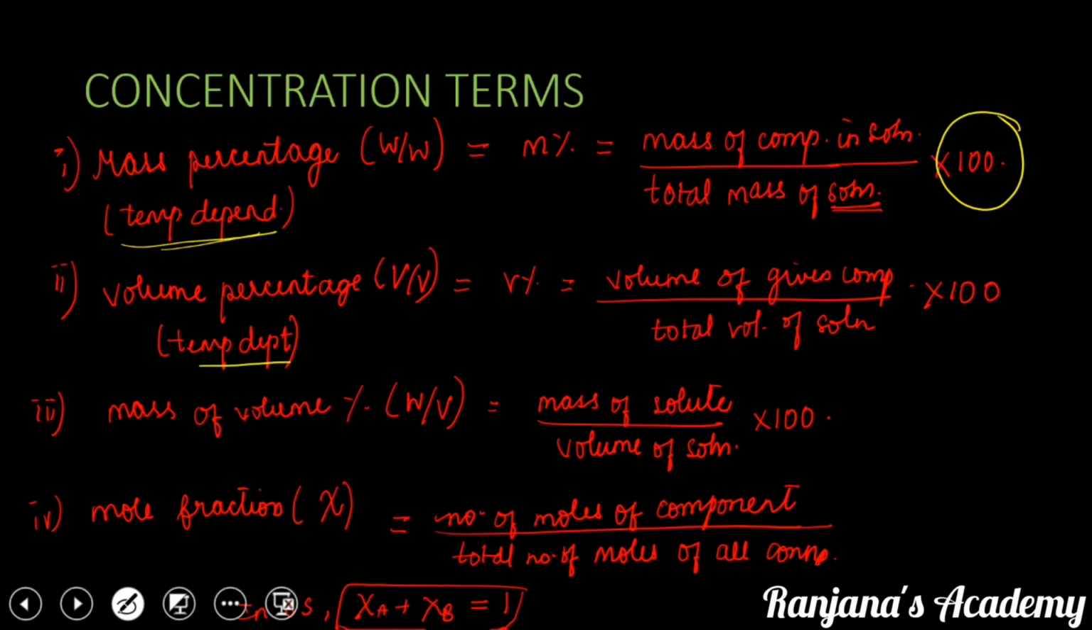Concentration terms. Totally you have 7. The first one is mass percentage. This is the mass of component in solution divided by the total mass of the solution, into 100. Since this is a percentage, it involves 100. What is volume percentage? Here you have the volume of the given component divided by the total volume of the solution, into 100.